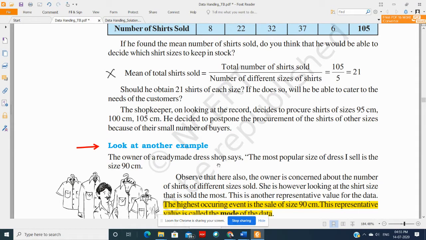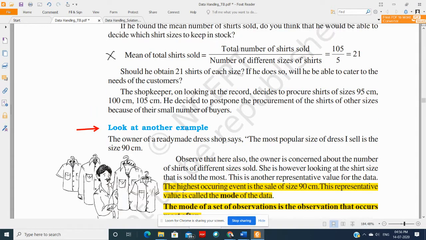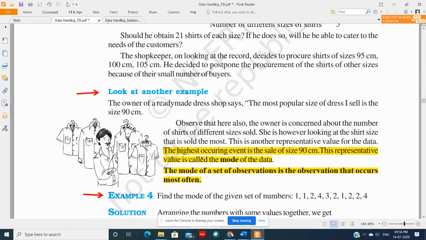Okay. The owner of the ready-made dress shop says the most popular size of dress I sell is 90 centimeter. So he's saying that, okay, 90 centimeter is in more demand. So naturally, this number is being repeated. So what is mode exactly? The highest occurring event in the sale is 90 centimeter, and this representative value is called the mode of the data. So basically, what is mode? The mode of a set of observations is the observation that occurs most often.